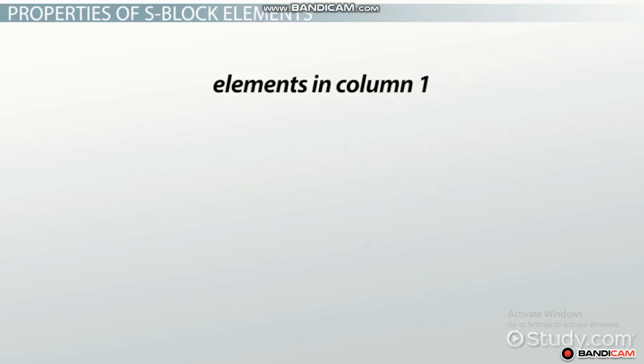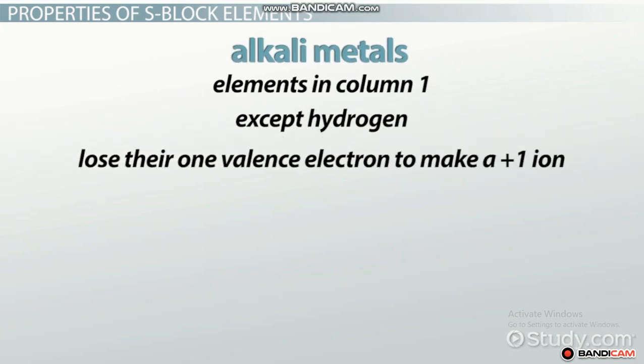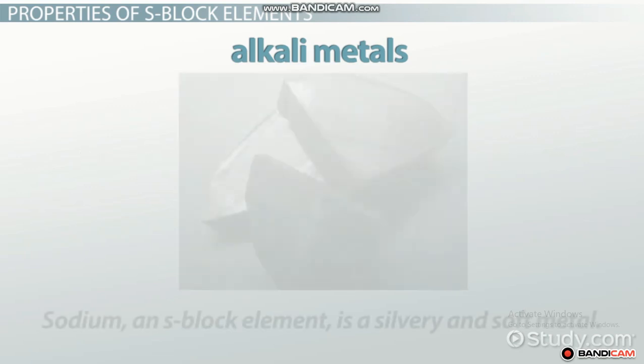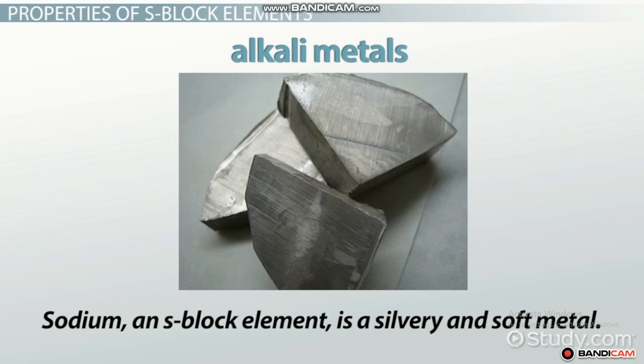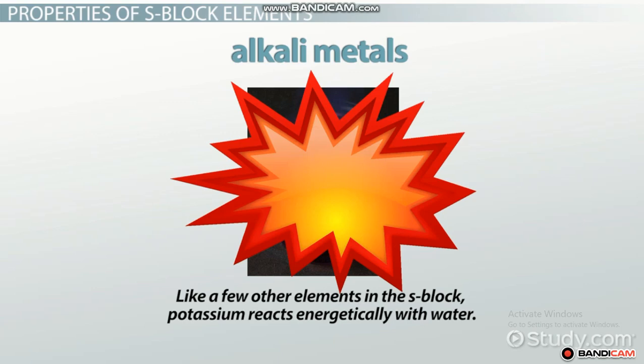The elements in column 1, known collectively as the alkali metals, except hydrogen, always lose their 1 valence electron to make a +1 ion. These metals are characterized by being silvery, very soft, not very dense, and having low melting points. These metals react extremely vigorously with water and even oxygen to produce energy and flammable hydrogen gas. They are kept in mineral oil to reduce the chance of an unwanted reaction, or worse, an unwanted explosion.